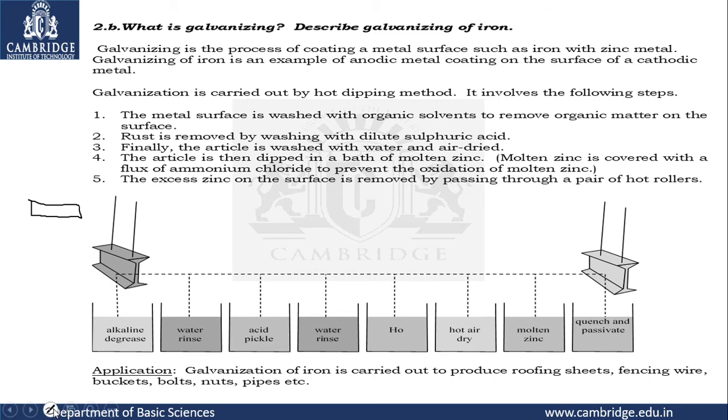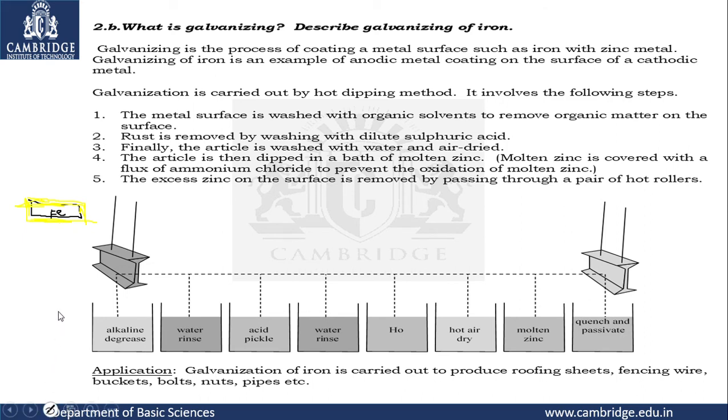Let me consider this as an iron metal. It is a piece of iron and our objective is to protect this from the corrosion process. Now the top layer of this iron metal will be coated with another metal such as zinc. A process of coating the top layer of the iron metal with zinc by the hot dipping process is called galvanizing. You can see the definition here.